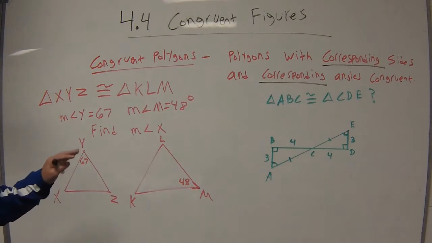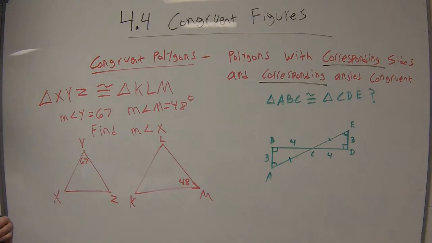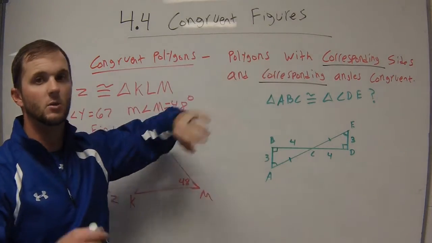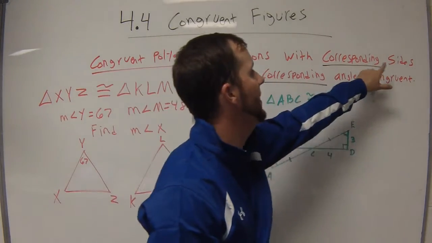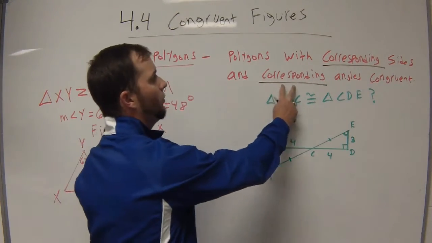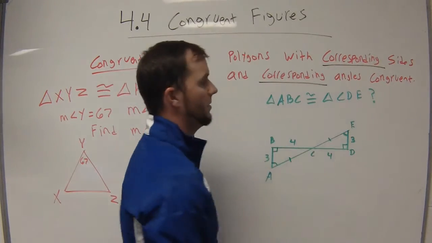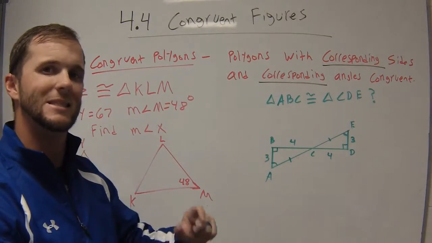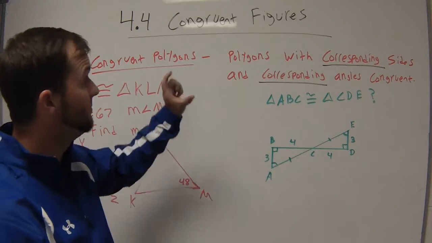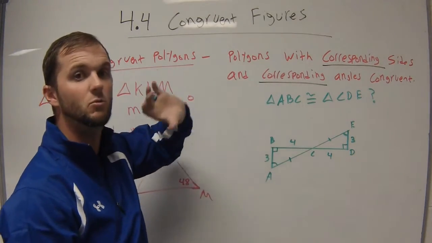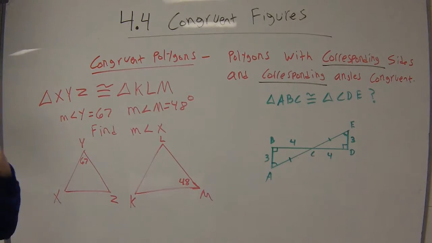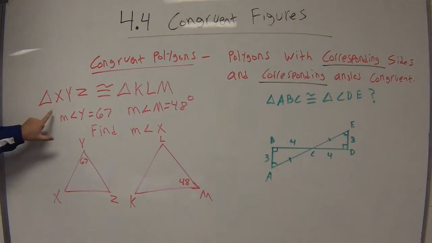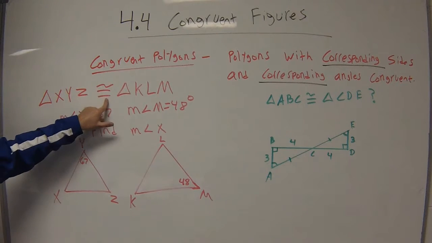All right, so now we have two examples that I'm going to talk about when it comes to congruent figures. So again, let's re-talk about congruent polygons. Congruent polygons are polygons with corresponding sides and corresponding angles congruent. Remember, corresponding means they're in the same spot. So that's basically the criteria that helps us figure out if it's congruent or not.